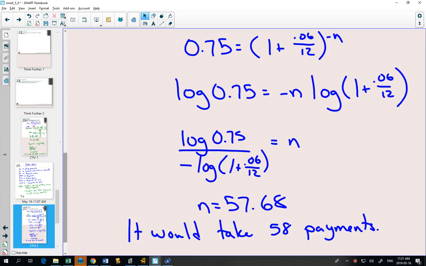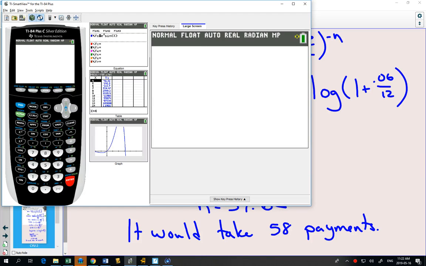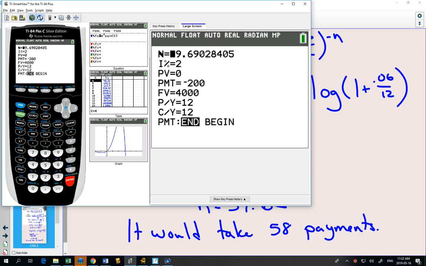Again, we're going to use our calculator's program to check if this is the same answer. So again, your program is nice. Go to Apps, Finance, TVM Solver. We want to solve for the number of payments. I'll just put a 1 in there for now. The interest rate was 6%.